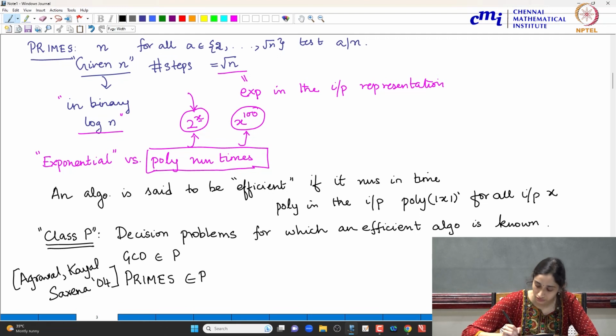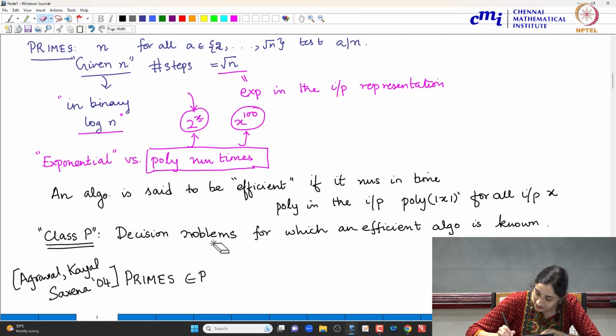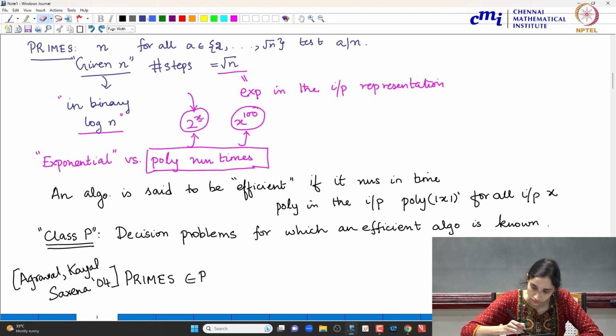How does GCD come in decision problems? Okay, yeah, so at the moment GCD is not a decision problem. That's right, I'll erase it, because I've defined P as a class of decision problems. I should not write it here. GCD has an efficient algorithm, but you cannot really say that it's in P.